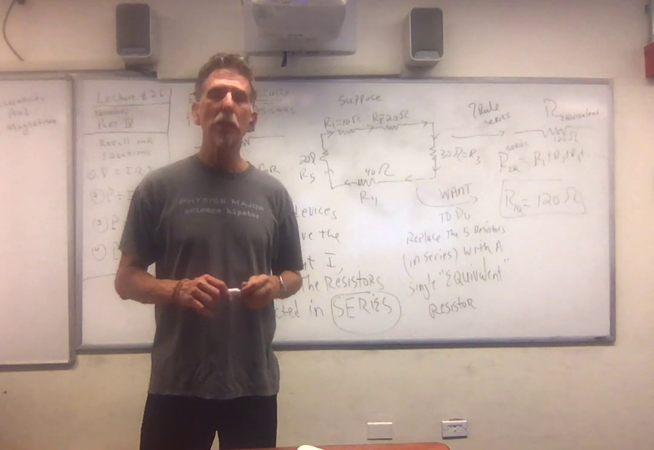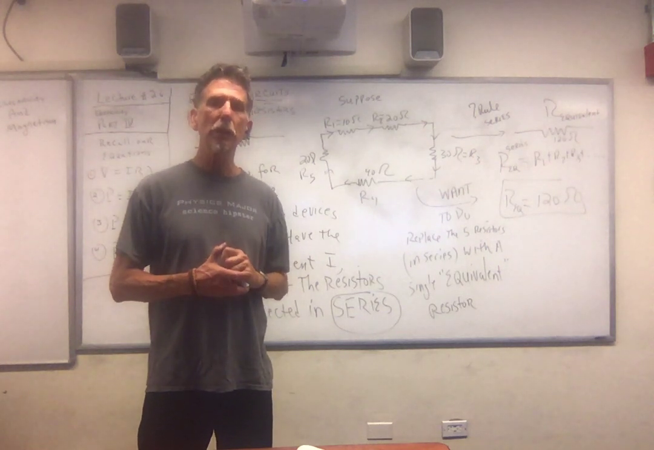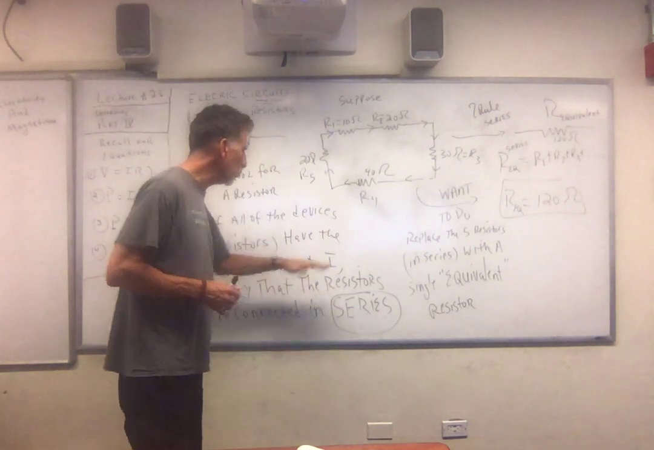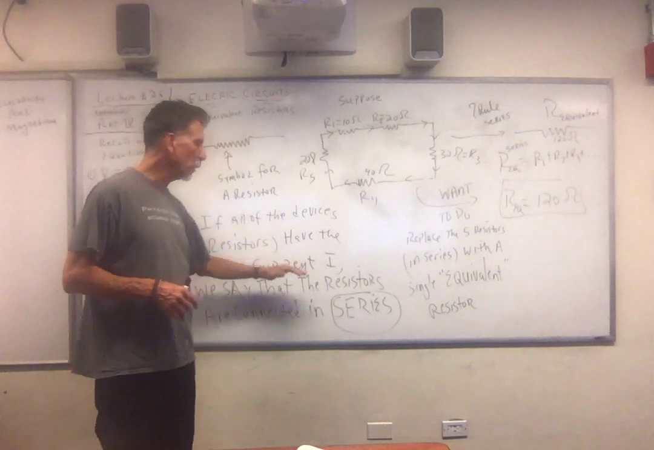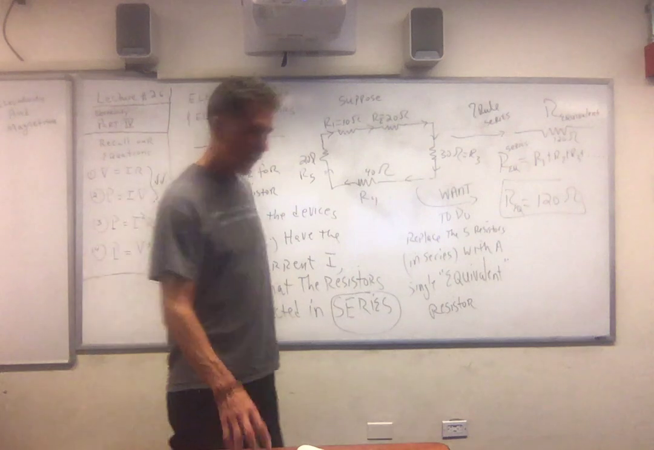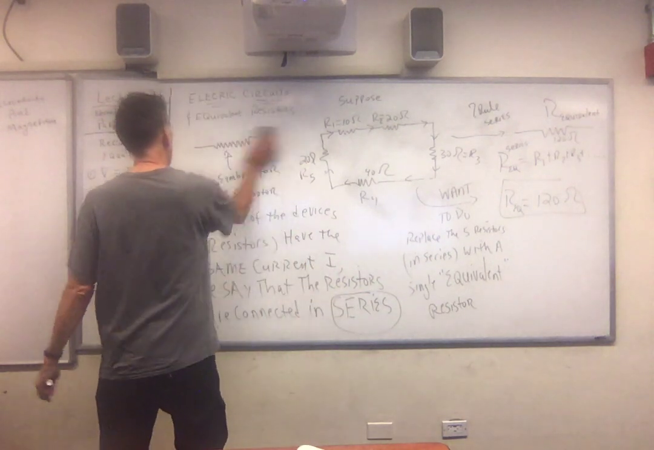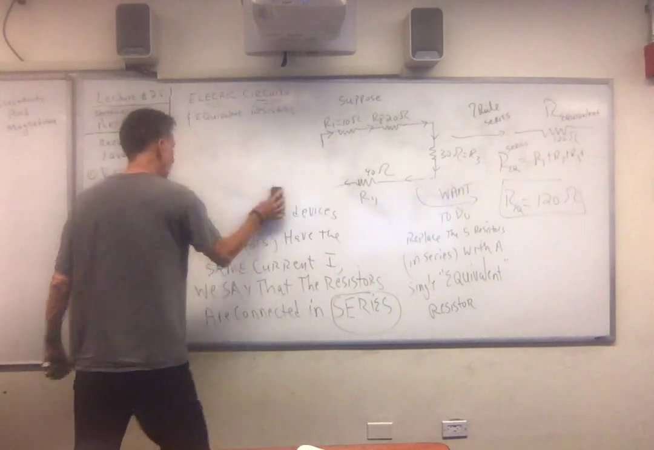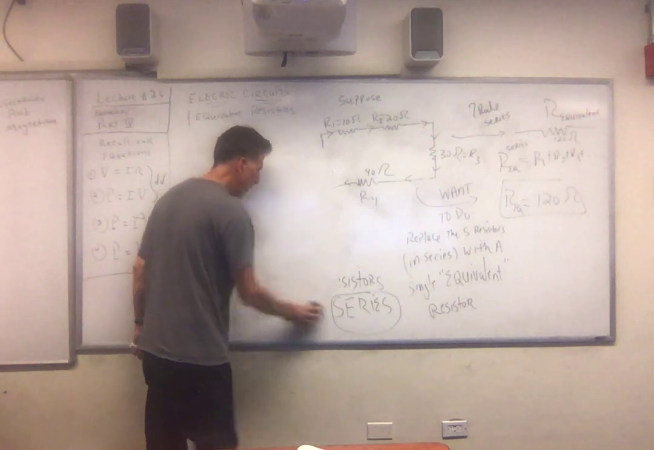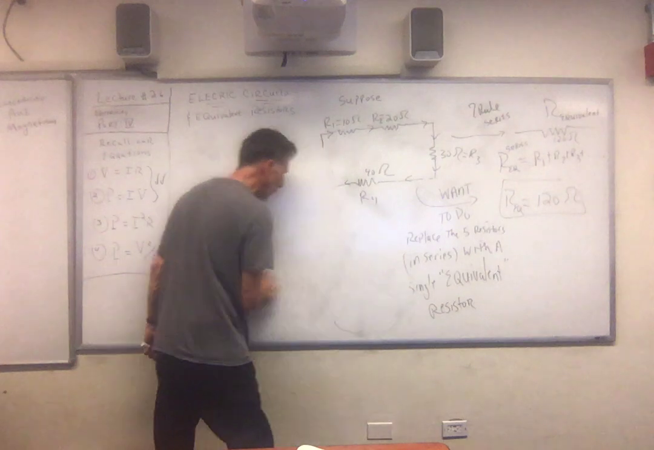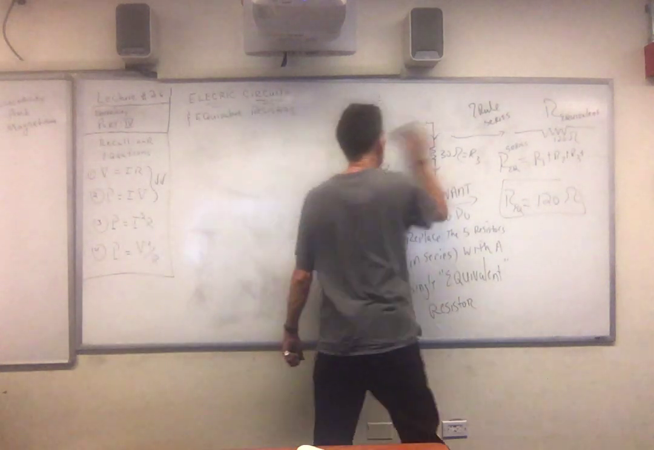So resistors in series, how do we know they're in series? If they're in series, they all have the same blank. Test question: resistors in series all have the same current, I. Fantastic. Let's keep going. Well, don't they always have the same current? No, no, no, no, no. Let's watch.